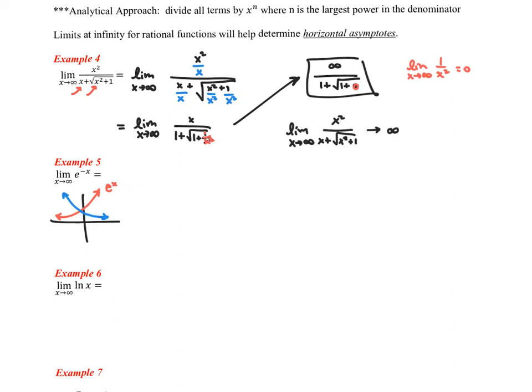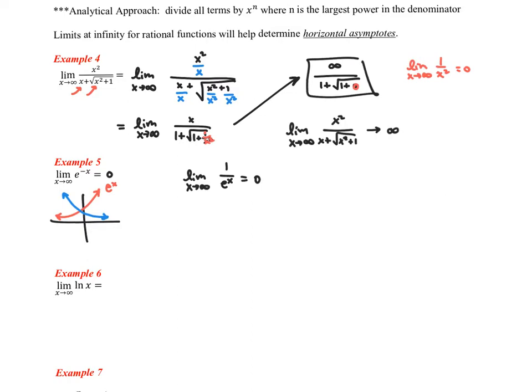Now, I'm going to go ahead and put my answer here, but I'm also going to analyze this in a different way. Let's take x, send it to infinity, and change e to the negative x to 1 over e to the x. Well, if I were to do a direct substitution, I would see that I get 1 over a really large number, which of course also is equal to 0.